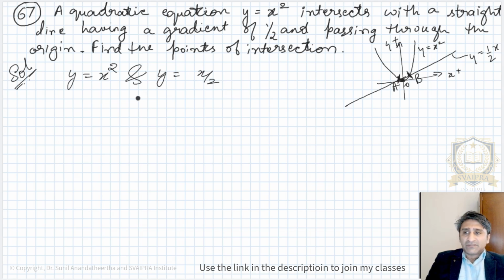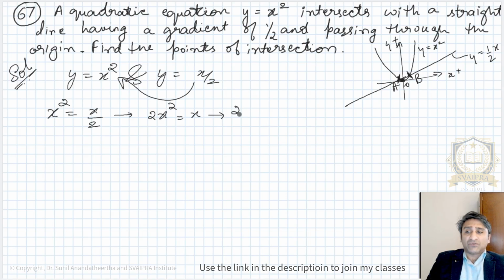Very simple. So what we then do is substitute the value of y from the second equation into the first equation. So you're going to have x squared equals x by 2, or in other words 2x squared equals x, or in other words 2x squared minus x equals 0. Or in other words 2x squared minus x plus 0 equals 0. So we then have it in the ax squared plus bx plus c form.